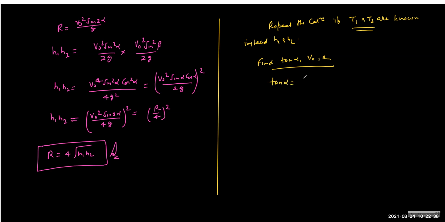So tan alpha is 1 by 2. That's easy. And range is G T1 T2 by 2. That's also correct. What about the V naught? This is also easy, finding that. Fine, fine.